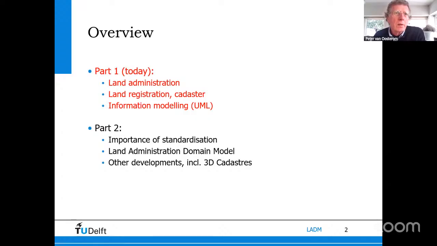And in one of the next lectures, I will do part 2, where I will go in a bit more detail into a number of topics: standardization in land administration, then the land administration domain model, which is an ISO standard, and I will pay some attention to 3D cadastre. Now, most countries have a two-dimensional cadastre or land registry, but yeah, the world is typically 3D. There are buildings, there are tunnels with different owners. So we need to have also a good solution for the legal spaces.